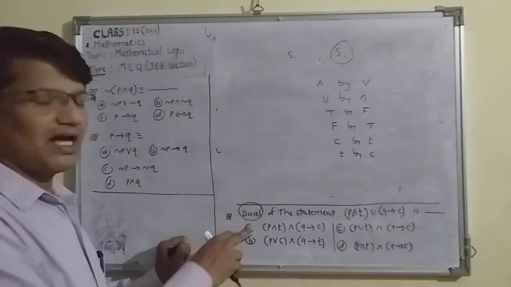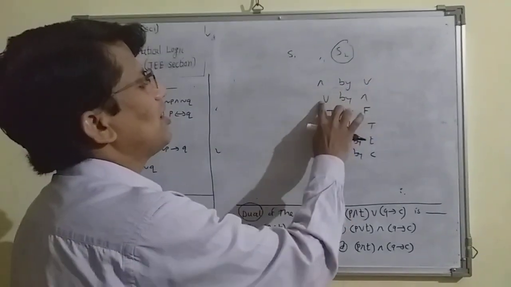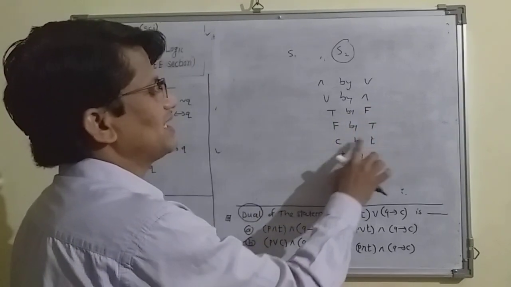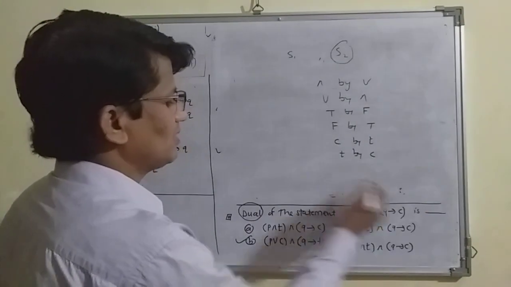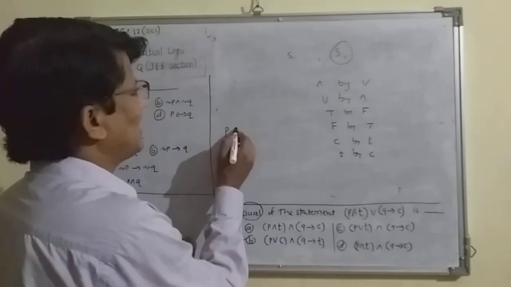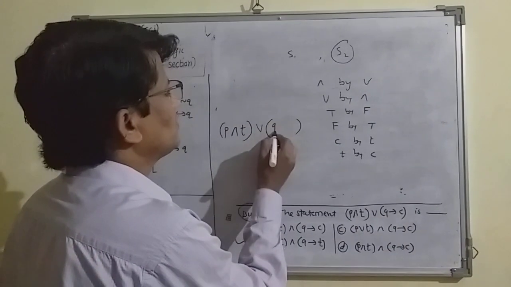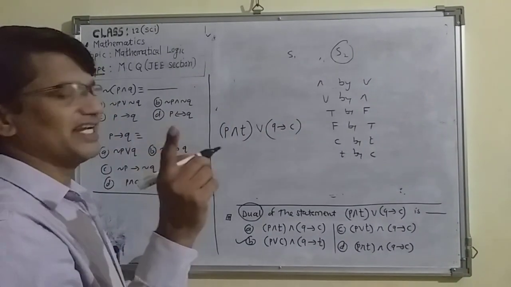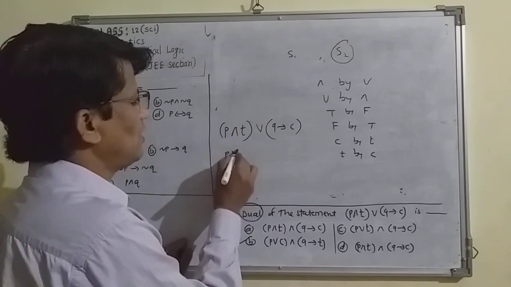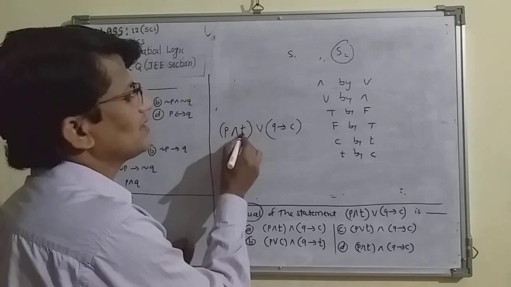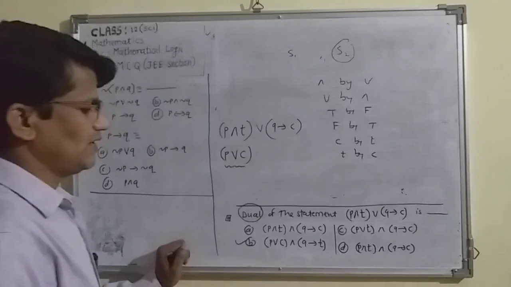Again I am repeating how to find the dual of the statement. Dual is just obtained by replacing and by or, or by and, T by F, F by T, C by T, T by C. What is our rule? Here the question is P and T, or with another bracket Q implies with C. Just replace according to our rule. P as it is, instead of and we have to use or. T is replaced by small c. This is our first bracket, P or C.